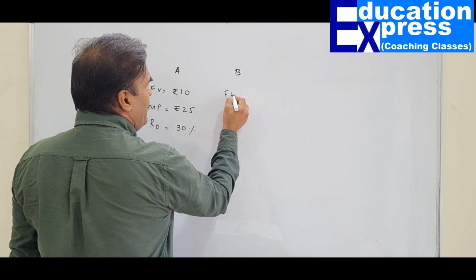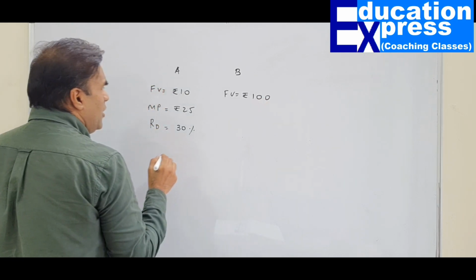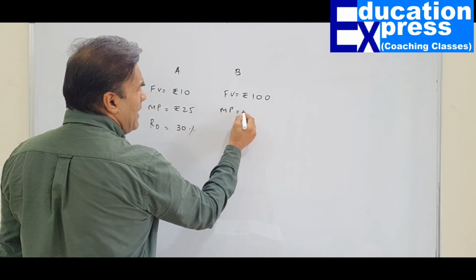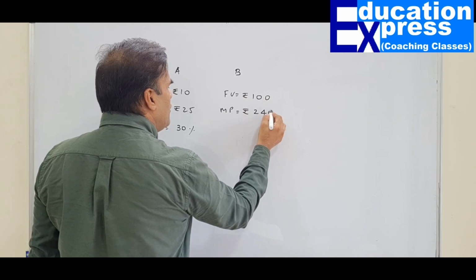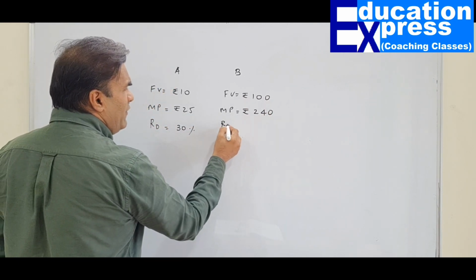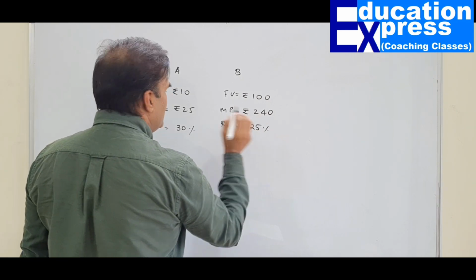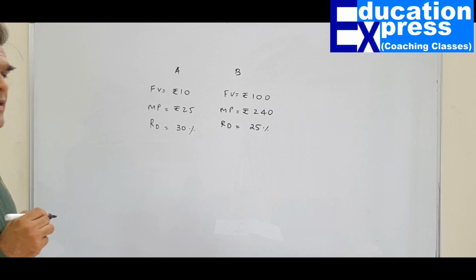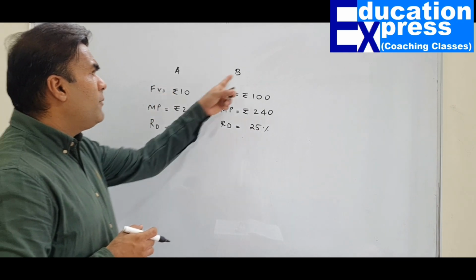Company B has a face value of rupees 100. What about the market price? The market price is rupees 240. What about the rate of dividend? The dividend is paid at the rate of 25%. Which is a better company, A or B?